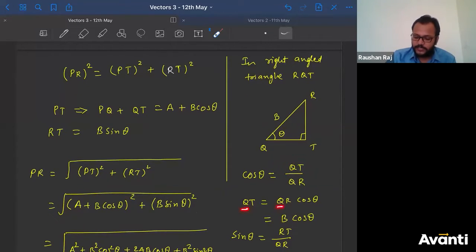So what is the value of QT that we got? QT is nothing but QR into cos theta. QR is B. So B cos theta. So QT is equal to B cos theta. So put this value here. I got PT is equal to A plus B cos theta.